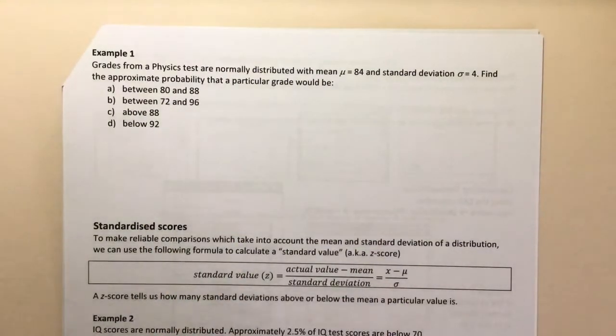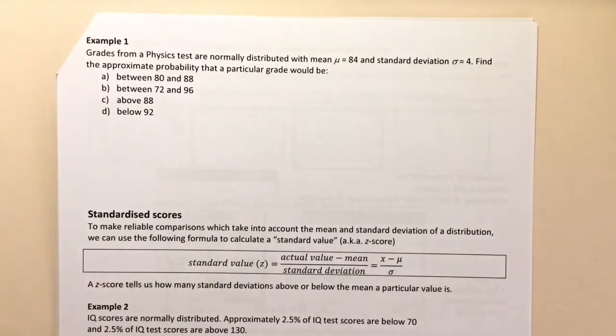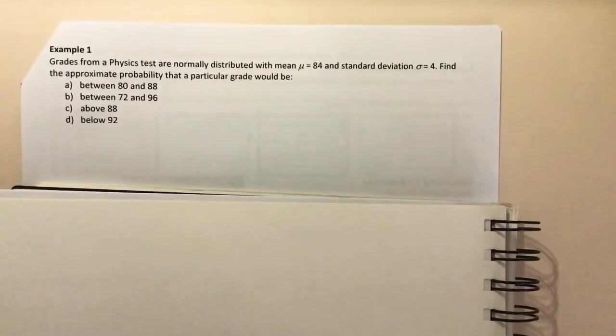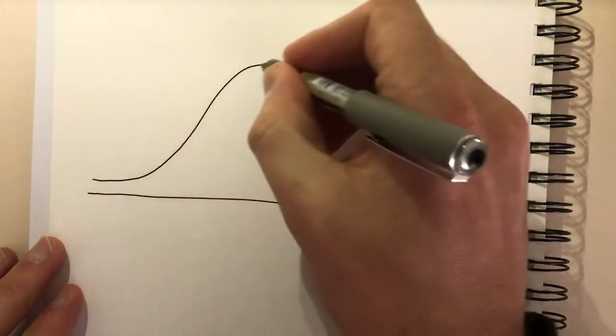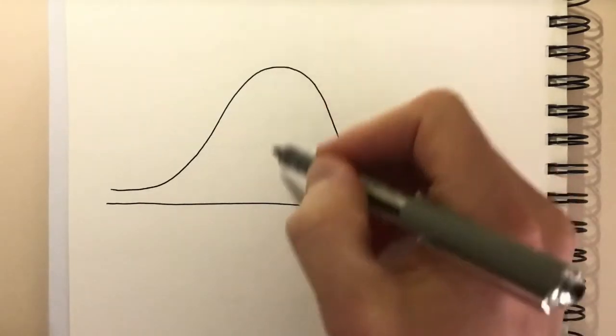So what we do in a question like this is we sketch the bell curve, and I'm going to use some separate paper here, just so I've got more room to make the sketch nice and big, and that is a good rule of thumb. So I'm going to draw a bell curve with a mean of 84 and a standard deviation of 4. Now you try to make your sketch as neat as possible, but it doesn't have to be perfect.